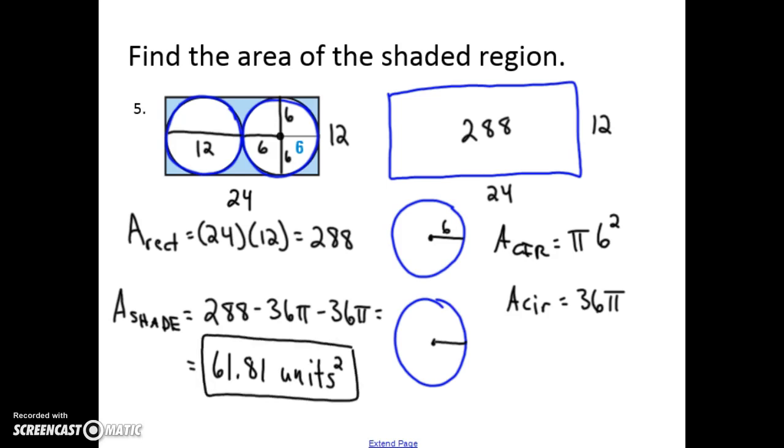And these problems with the area of a shaded region will become important, so make sure you spend a little extra time with them when you're working on the assignment. Good luck with area of a circle, and thanks for watching this video.